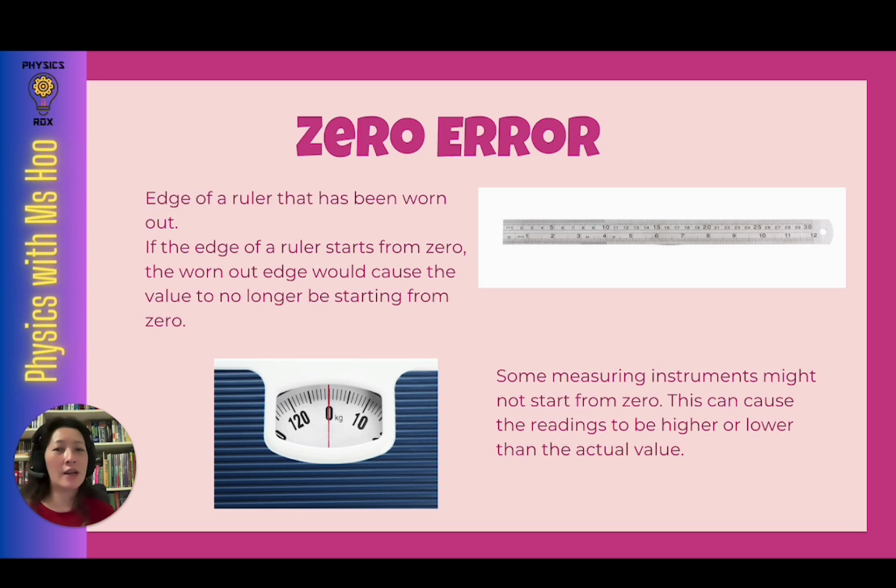So just to point out to you before we move on, again, remember that the physics terms here do not have the same meaning as in English, because I've got students who say, oh, zero means none. Error means mistake. Oh, zero error means no mistake. That's not what it means. It doesn't mean there's no mistakes in the measurement. So zero error here means that the measuring instrument has a non-zero start. So it didn't start from 0, and that's the problem. That's why it causes the reading to be inaccurate.